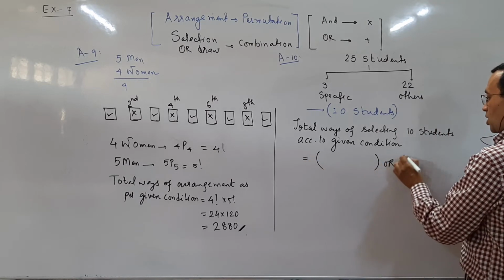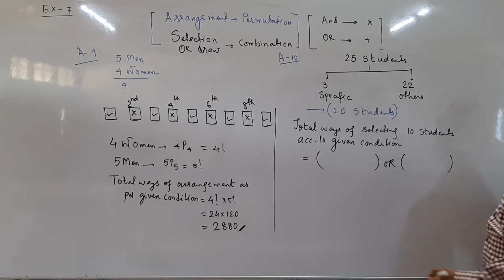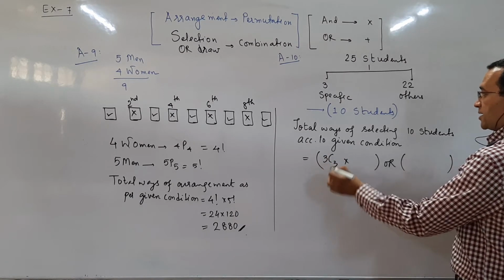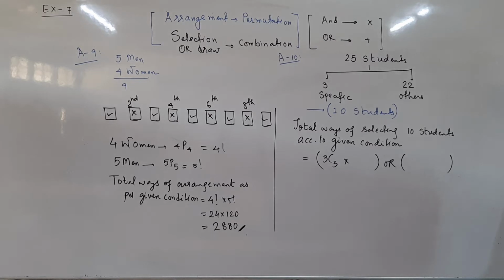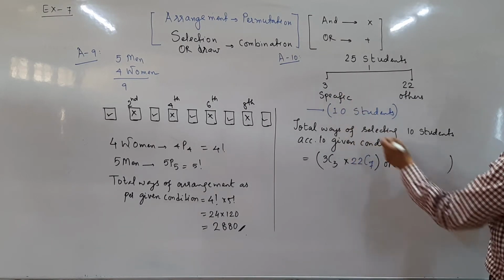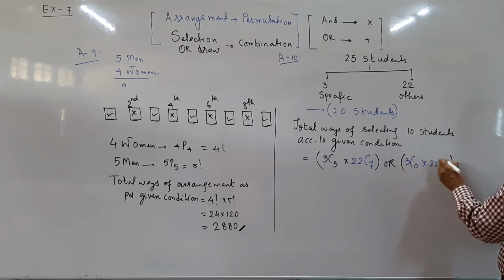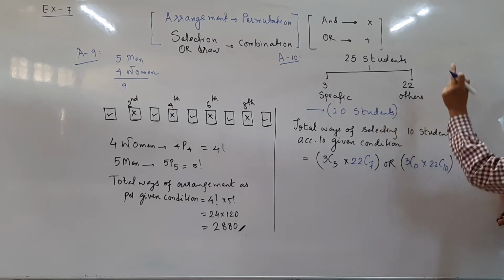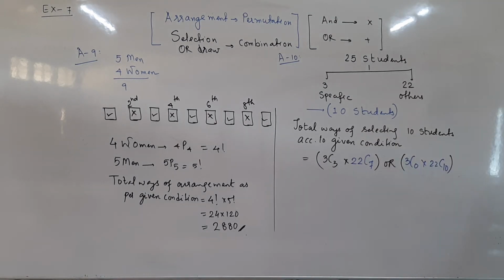First case or second. If all these 3 are there, then they can be selected in only one way. Then these 3 must be included, so the remaining 7 from 22: 22C7. Or none of them, that also can be 1 way. So all 10 students come from the 22. This is the total possibility. Either we select that group of 3 specific students or none of them.